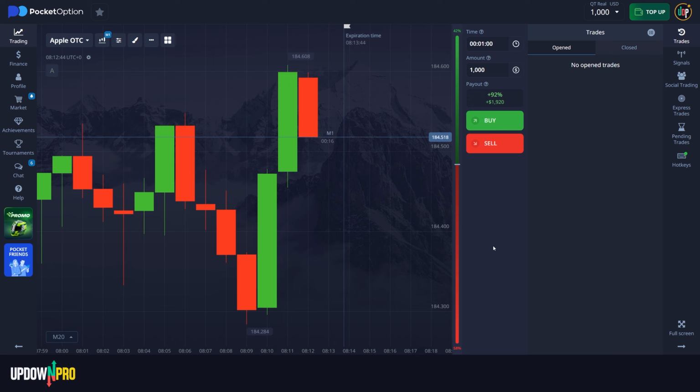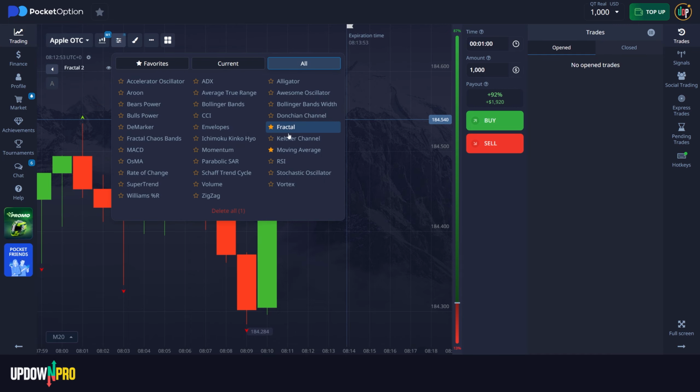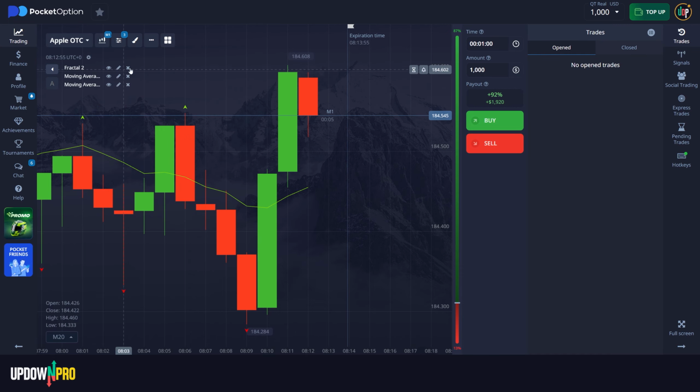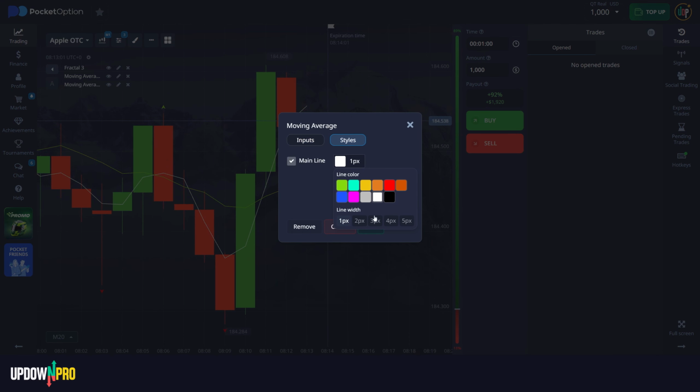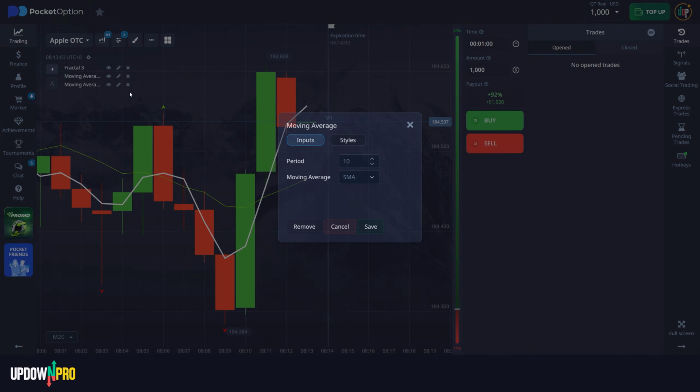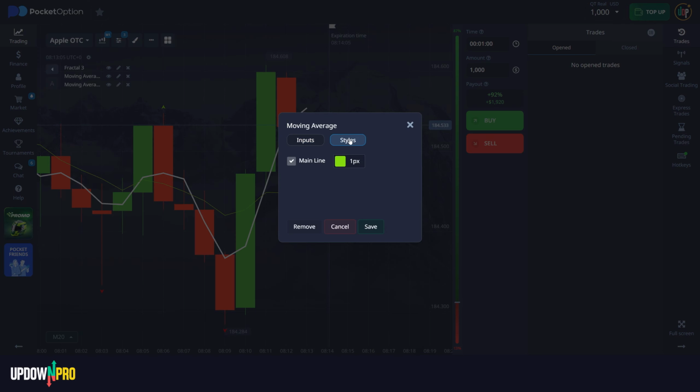First, I will go through the interface setup step by step. I use 1 minute time frame and 1 minute trade expiration. I open the indicator menu and add Fractal and 2 moving averages. For Fractal, I set the period to 3. For the first moving average, I set the period to 3 and set the color to white. For the second one, I set the period to 7 and set color to yellow.